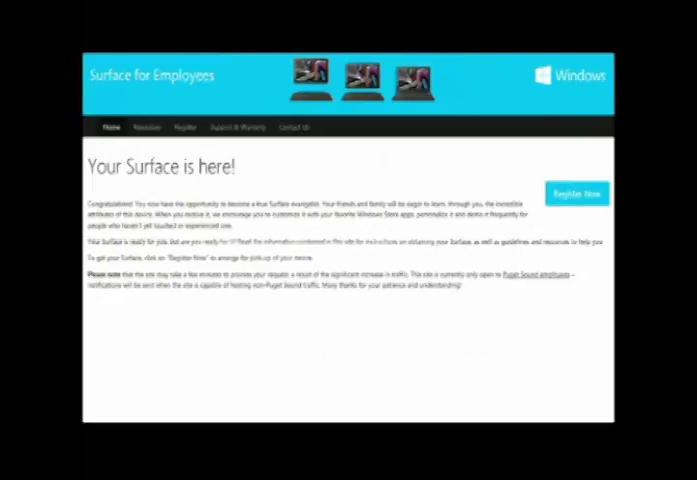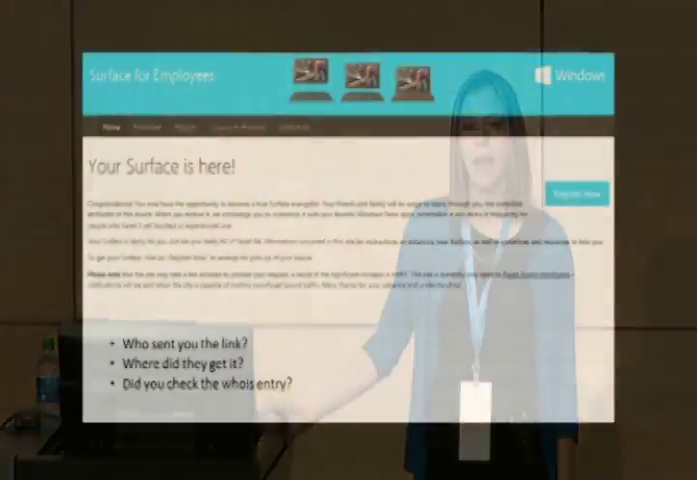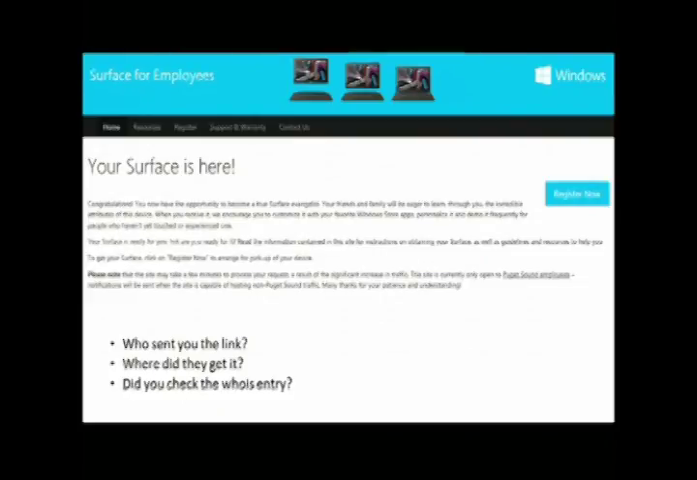So you're all thinking this is really easy. So for anyone external, this is the mail. This is the website we were taken to for the Surfaces that we get. However, who sent you the link, and where did they get it? And who is this registered to? Because it isn't Microsoft. That's who it is.